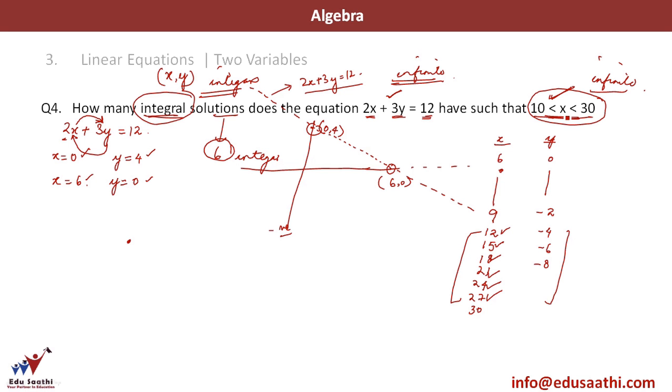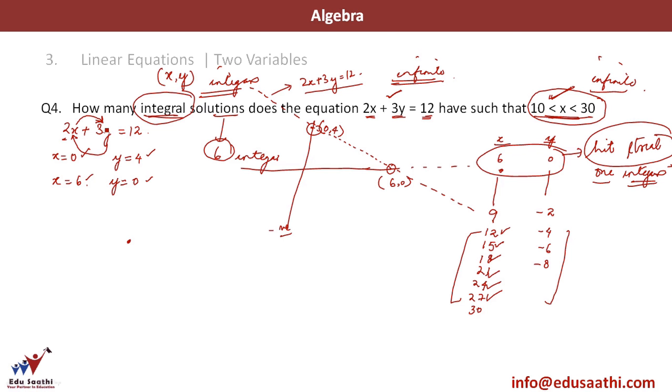An important thing to consider is, once you know one point, this point has to be found out by hit and trial. Once you know one integer point, the next points can be found out with the coefficients of the other variables.